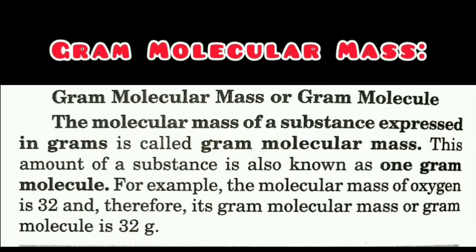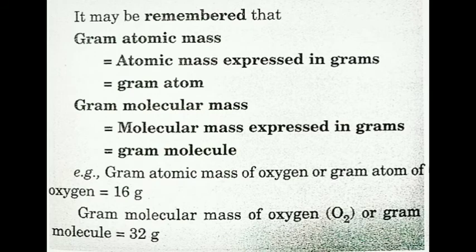What do gram molecular mass or gram molecule mean? The molecular mass of a substance expressed in grams is called gram molecular mass. This amount of a substance is also known as 1 gram molecule. For example, the molecular mass of oxygen is 32 and therefore its gram molecular mass or gram molecule is 32 gram. And it may be remembered that gram atomic mass is equal to atomic mass expressed in grams, which is also called gram atom. Gram molecular mass is equal to molecular mass expressed in grams, that is the gram molecule.